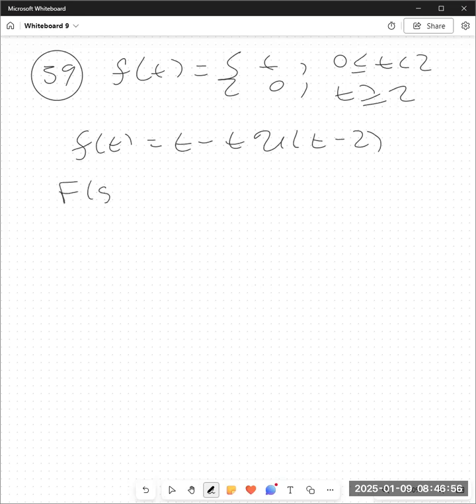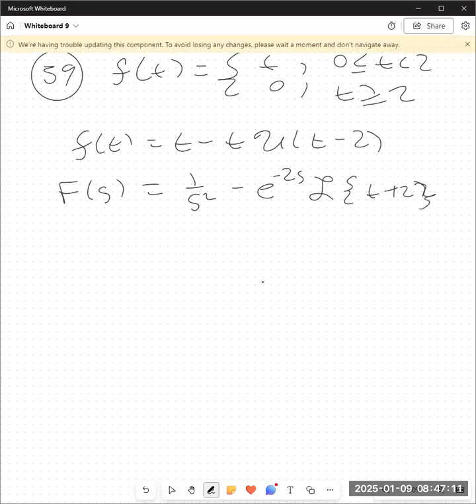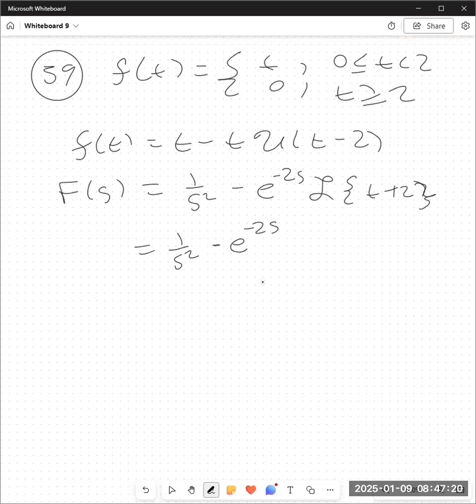So capital F of s is going to be equal to 1 over s squared minus e to the negative 2s times the Laplace transform of t plus 2. So that's going to be 1 over s squared minus e to the negative 2s times the Laplace transform of t, minus e to the negative 2s times the Laplace transform of 2, which I'm going to pull out the 2, make that 2 times the Laplace transform of 1.